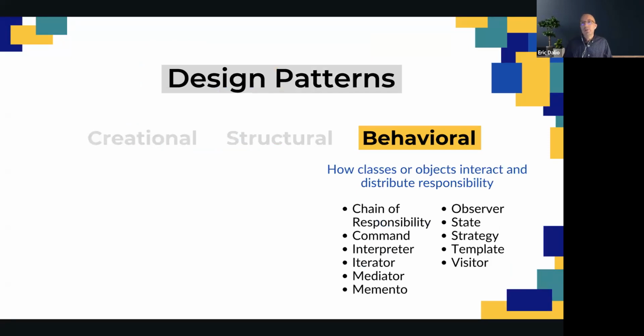And the third category, we have behavioral patterns. In behavioral patterns, we talk about how classes or objects interact and distribute responsibility. The chain of responsibility, command, interpreter, iterator, mediator, memento, observer, state, strategy, template, visitor. Some of these are familiar to us as software engineers.